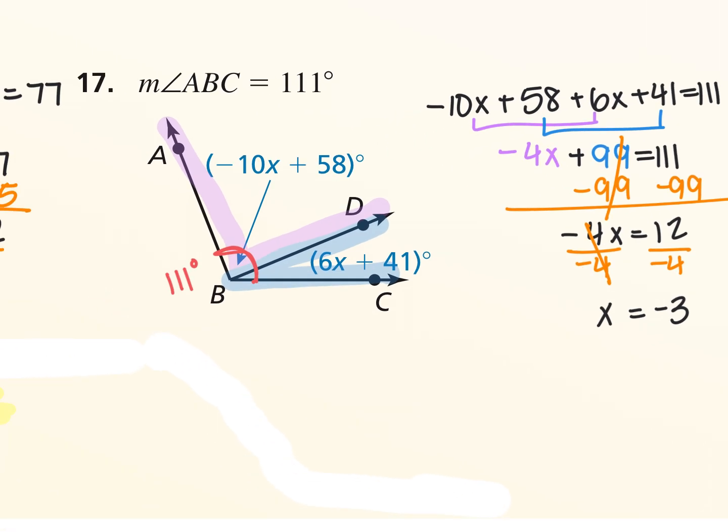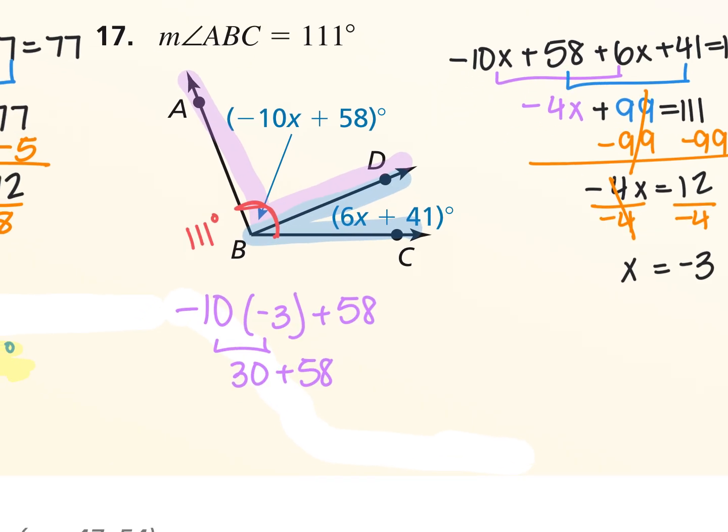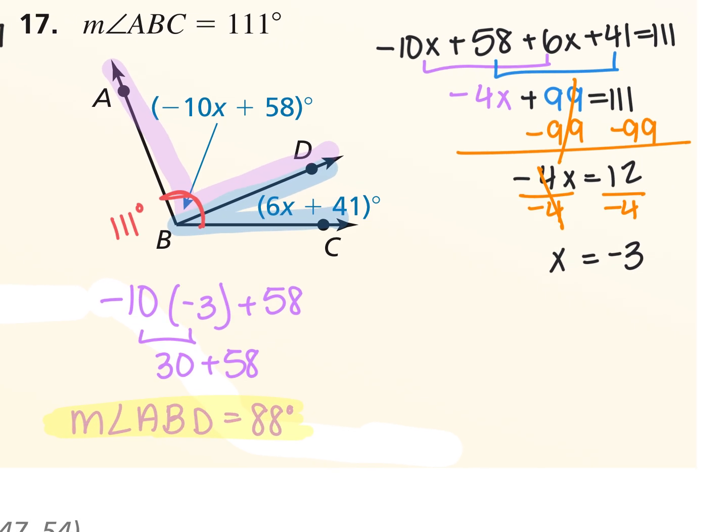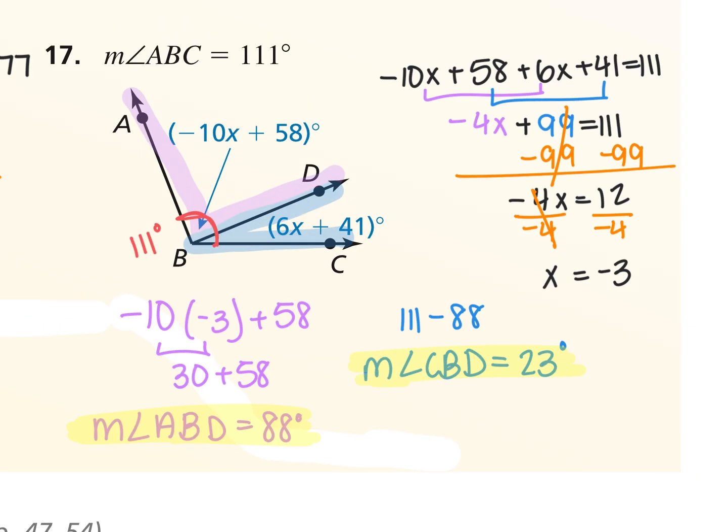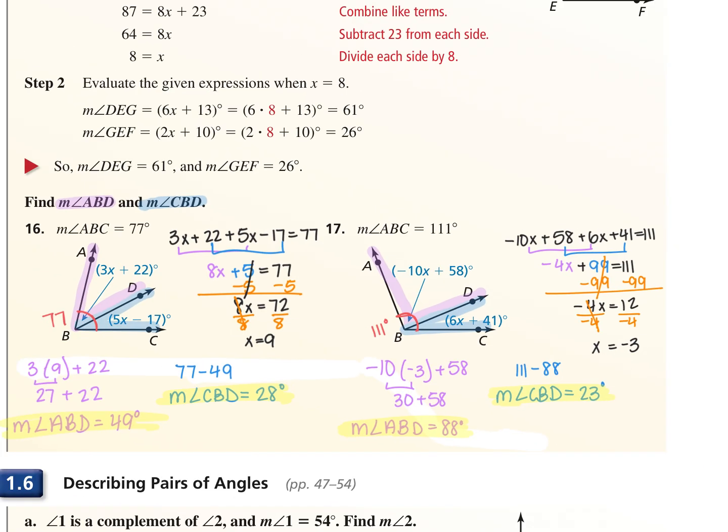I'm going to take that and plug it in. So negative 10 times negative 3 plus 58. I'm going to get a positive 30 plus 58. And then the measure of angle ABD is 88 degrees. Again, I don't necessarily have to plug negative 3 in. All I really have to do is 111 minus 88. It's going to give me the measure of angle CBD, which is 23 degrees. Okay, so please make sure you check your work on these.